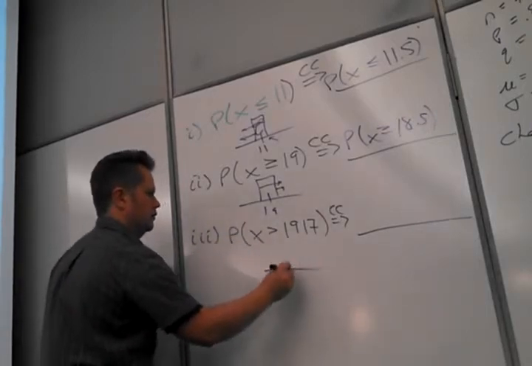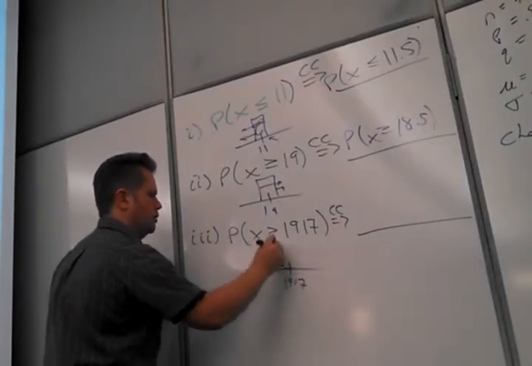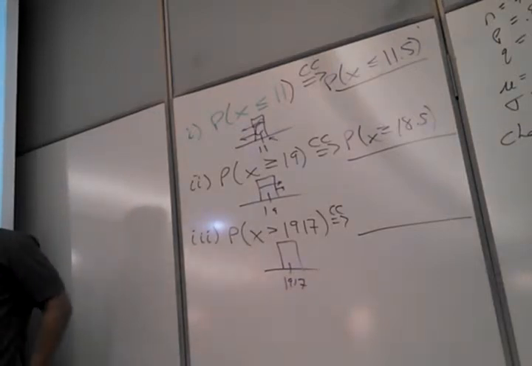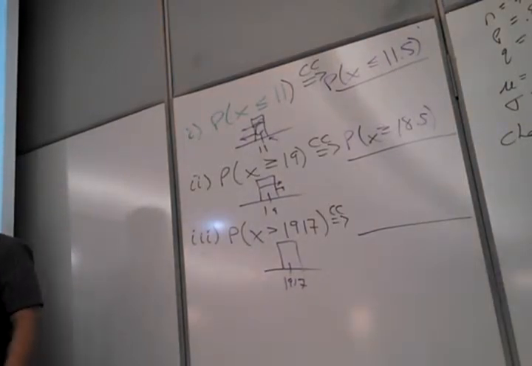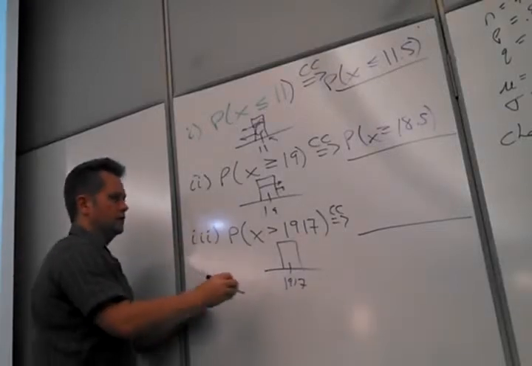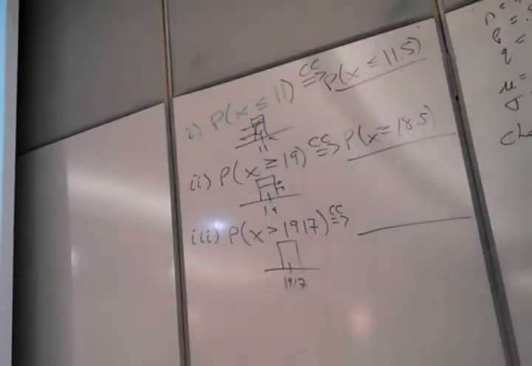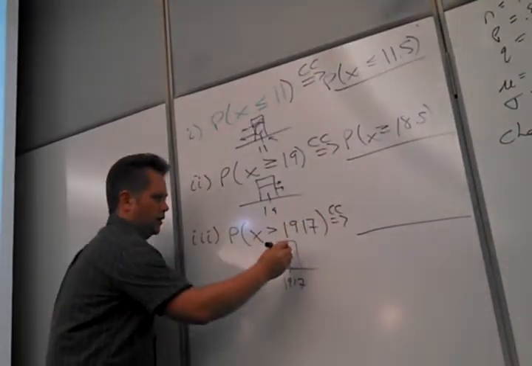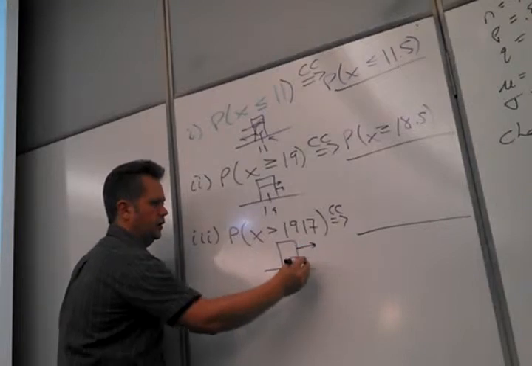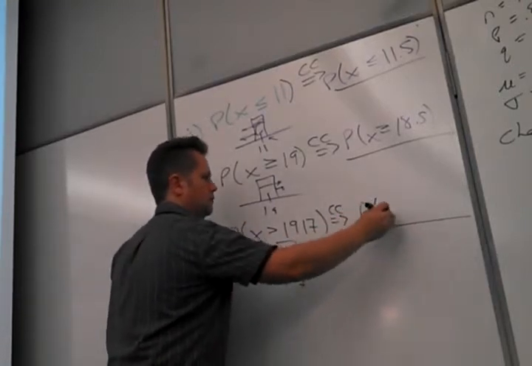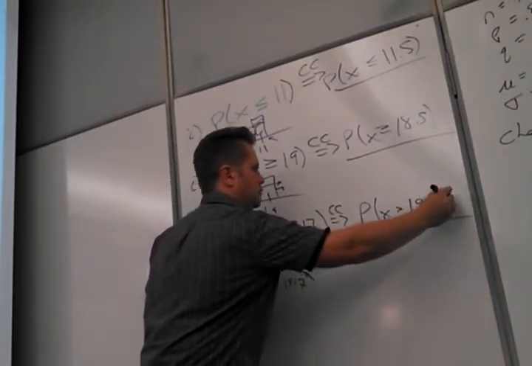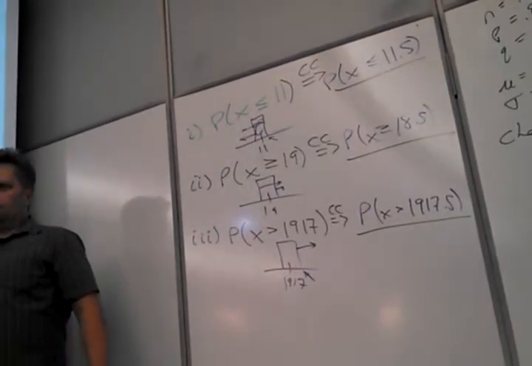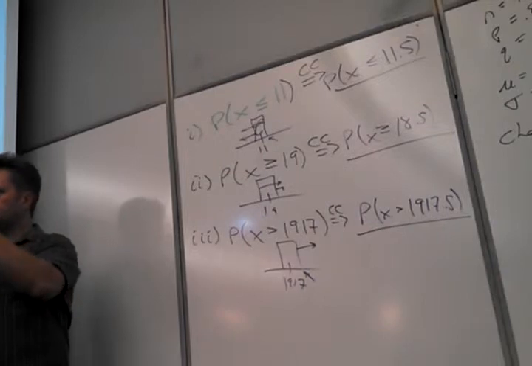So what about here? I've got 1917, draw a little box. I want greater than this. So do I want to include 1917? No. No, that was a bad year. This is not history class, so we'll stick with math. So I don't want to include the bar, so I want to start here. So this would become 1917.5, the upper side, where I want to start. Do you guys see that?